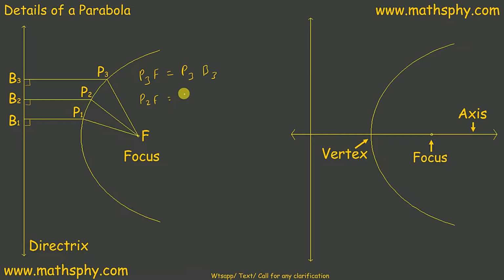P2F will be equal to P2B2, and P1F is equal to P1B1. Moving on. This is my focus. This is the parabola here. This is directrix. Now, the line which goes through the focus and perpendicular to the directrix is called axis.